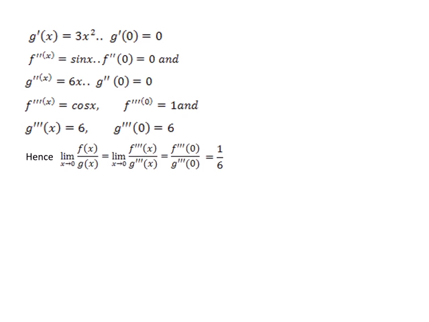So we have now established that by applying L'Hopital's rule, differentiating up to the third derivative, we get 1/6, and here the limit exists.